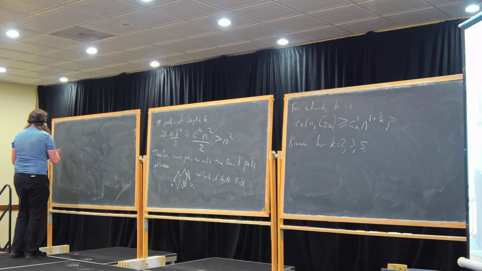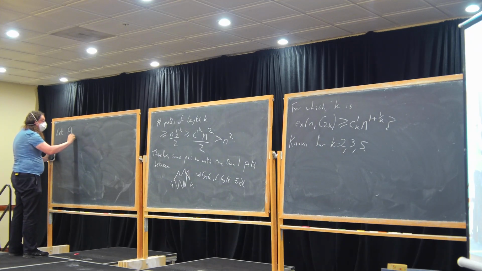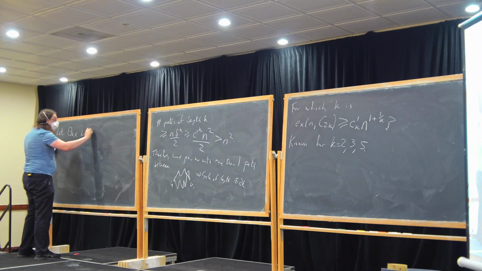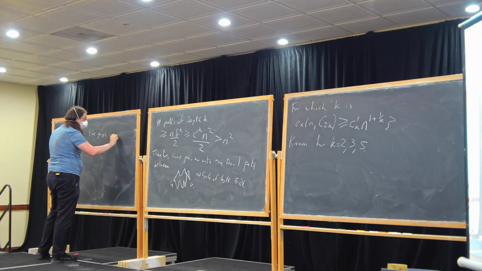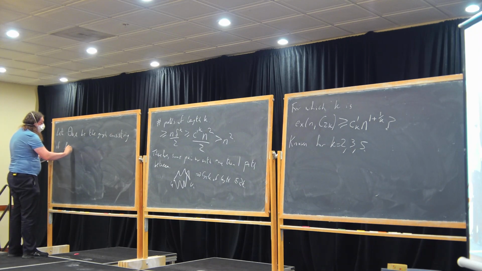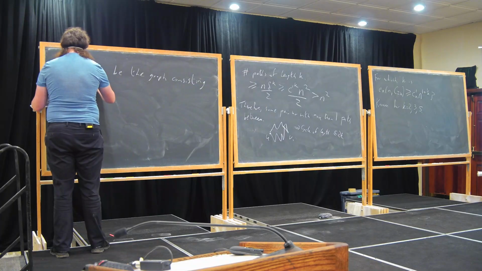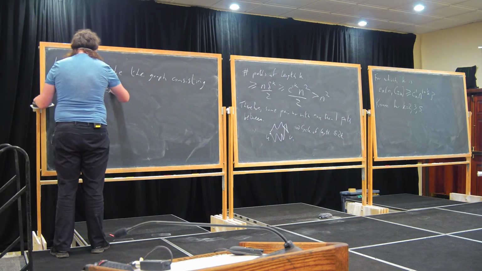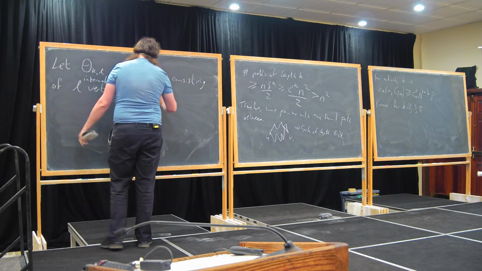So let's let theta of k, l be the graph consisting of l internally vertex disjoint paths between two vertices.